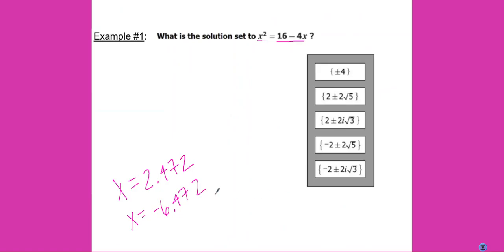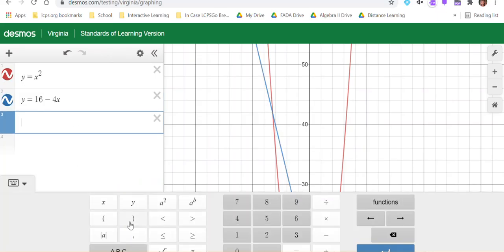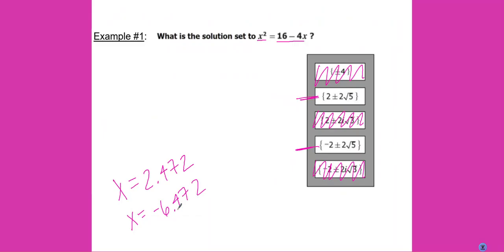Because we saw the intersection, we know that these ones with an i, they're not it. This is not the same thing as plus or minus 4, so that's out. Now we need to check these two things. We need to do 2 plus 2 root 5 and 2 minus 2 root 5, and then the same with negative 2, and see what decimal they give us. So 2 plus 2 square root 5 gives me positive 6 of what I'm looking for. I wanted a negative 6, so that tells me it's this one, and we'll double check it.